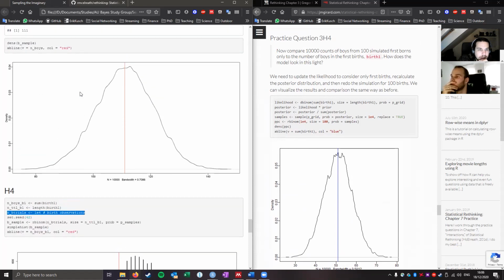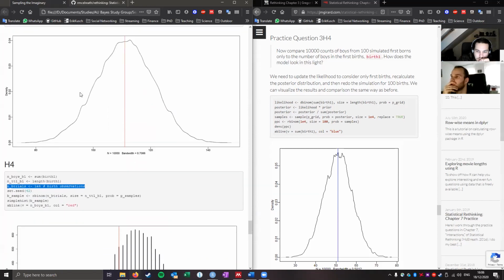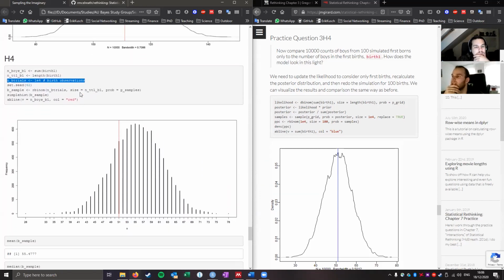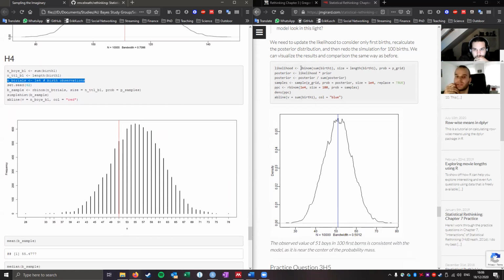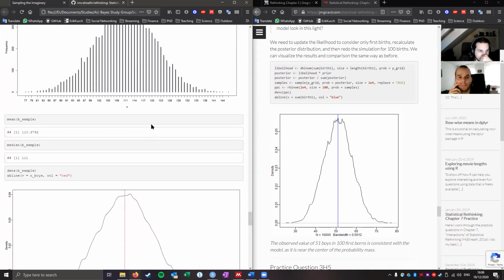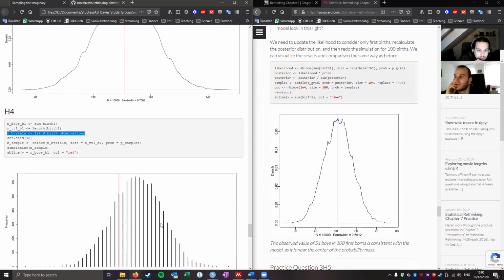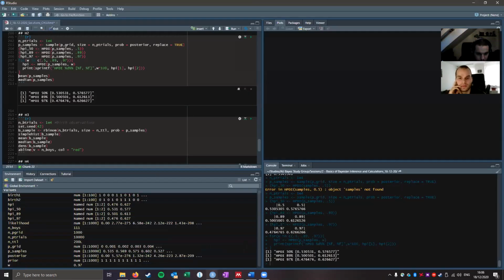This will probably be painfully obvious to us after the fact. So it seems like you didn't update the likelihood for only first births, but you're using the same likelihood for all births. Could that be? You defined p_samples for all births, but you're predicting for first births only. You're right, I am using all births.